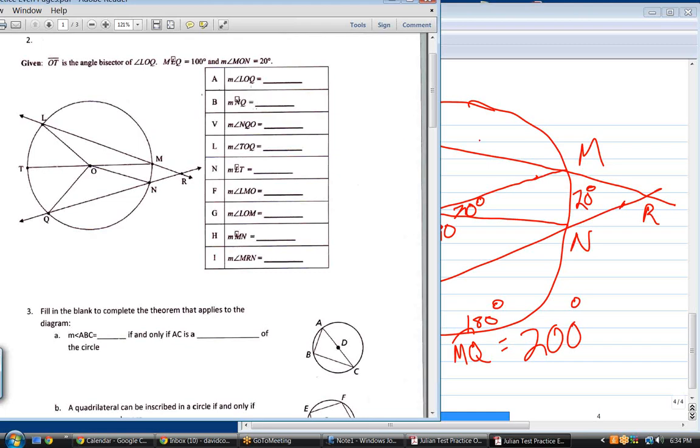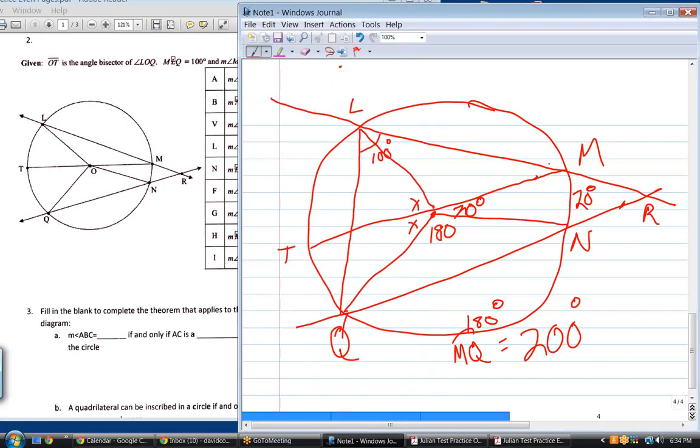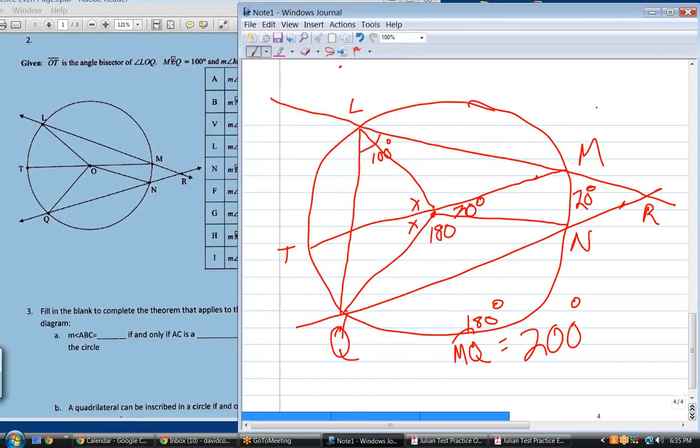Let's see. The measurement of NQ. We'll leave that first one blank for a moment. LOQ. Can we figure out LOQ? We don't know this angle yet. If we knew that angle, why would that be 180? MOL. Because it's opposite from QN. Well, no, it's not opposite. Never mind.